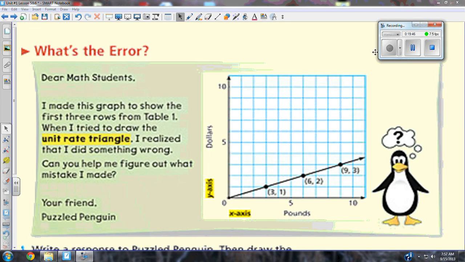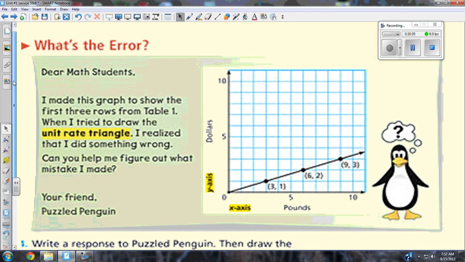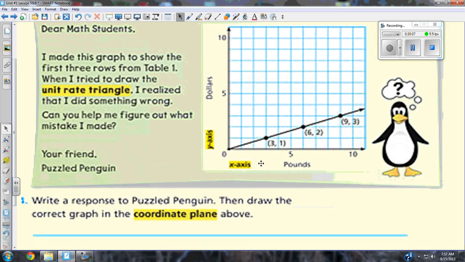All right, let's take a look at this problem on page 17. It says, what's the error? Dear math students, I made this graph to show the first 3 rows from table 1. When I tried to draw the unit rate triangle, and that's what we're working on, I realized that I did something wrong. Can you help me figure out what mistake I made? Your friend, the puzzled penguin. So over on the right, he was going to make a unit rate triangle.